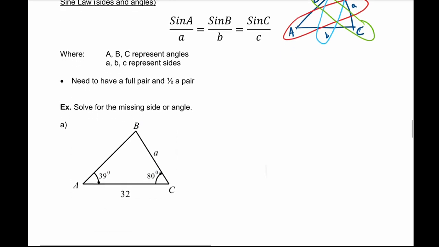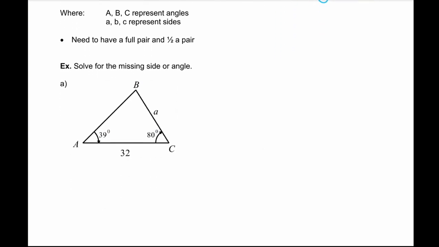So for the first one, we want to solve for the missing side or angle. In this case, we're looking for the missing side. As we go through to solve this, we need to make sure that we have a full pair and a half pair. In this case, we can see a half pair. We have the angle, but we don't have the side. In order to solve, I need to have a full pair now.